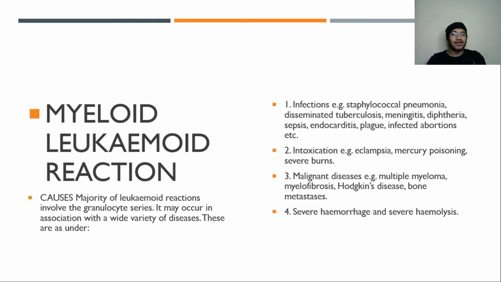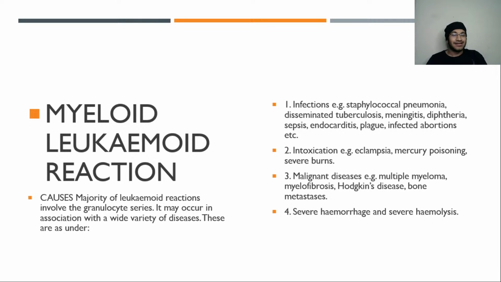So we will be studying myeloid leukemoid reaction and lymphoid leukemoid reaction. Myeloid means that the leukemoid reaction is taking place in the myeloid series, and in a lymphoid leukemoid reaction, the main series that will be affected will be lymphoid. So a lymphoid series will be prevalent, and in a myeloid leukemoid reaction the myeloid series will be over proliferated. Then infectious etiologies done, then intoxications like eclampsia, mercury poisoning, severe burns.